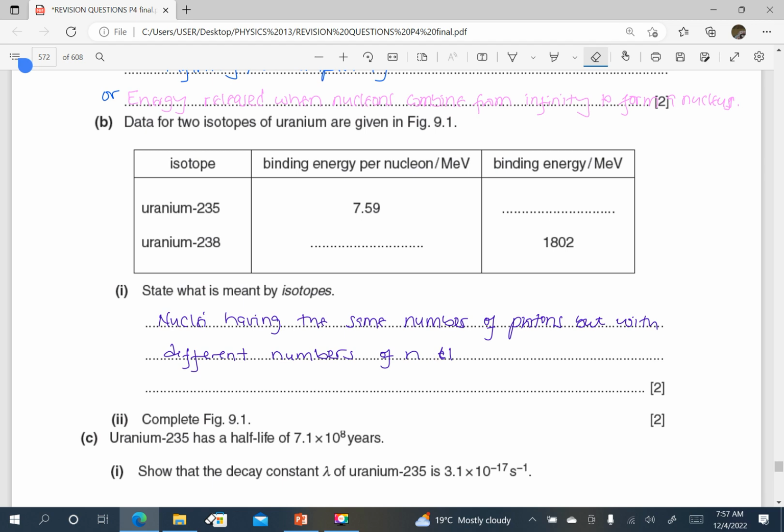Different numbers of neutrons. So those are isotopes. Then complete the figure.